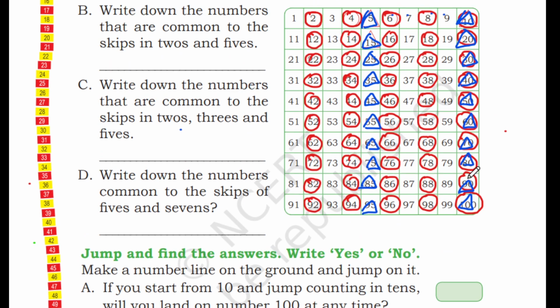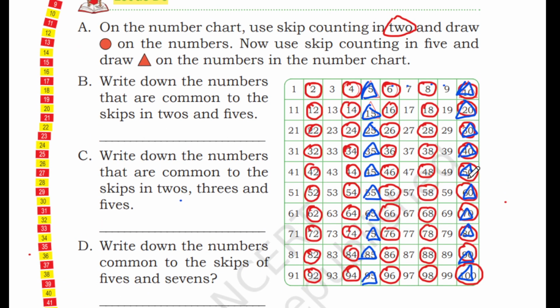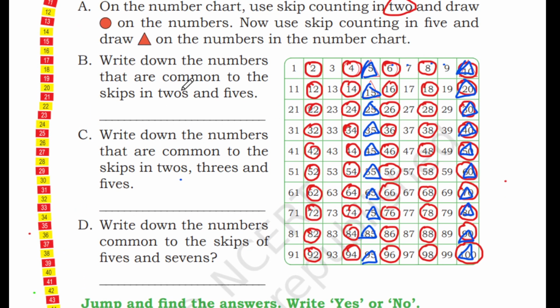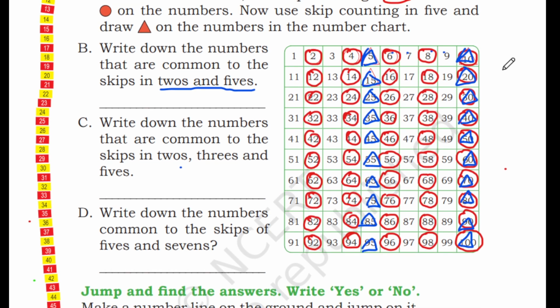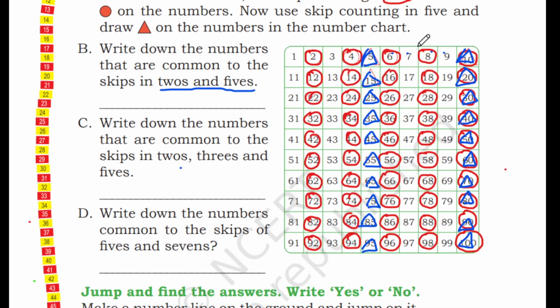Based on that, they asked the next question: write down the numbers that are common to skip counting in 2s and 5s. Common means similar, the same. So we have to find the numbers which are common. They can be easily identified as the numbers which are marked with both a circle and a triangle.